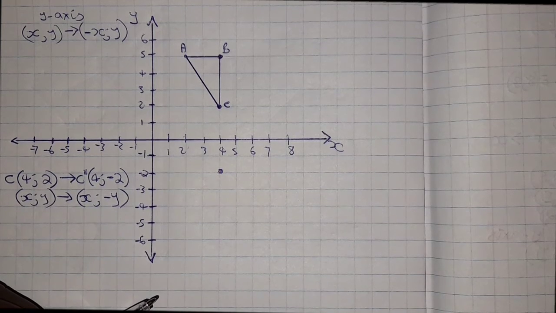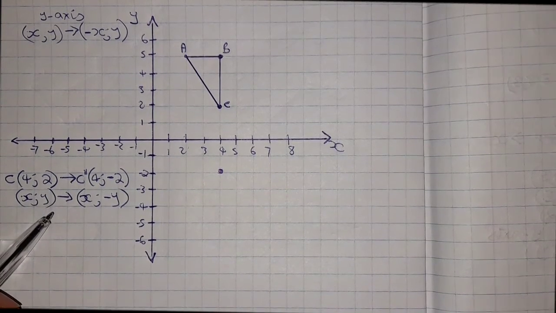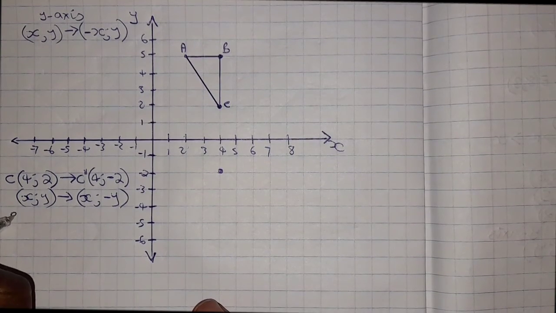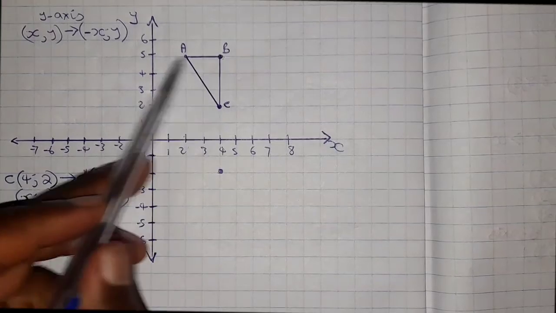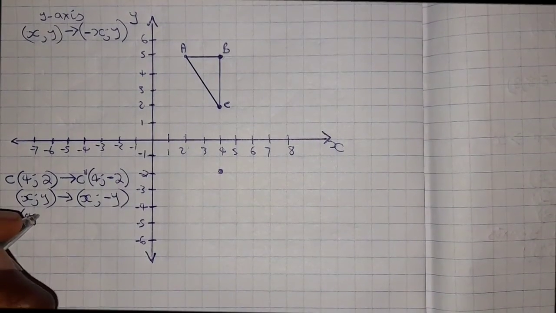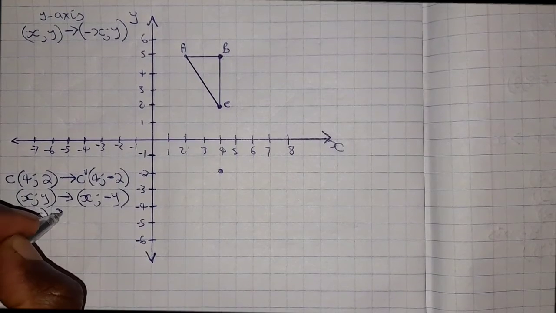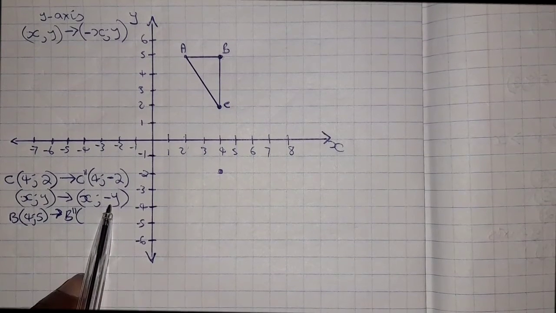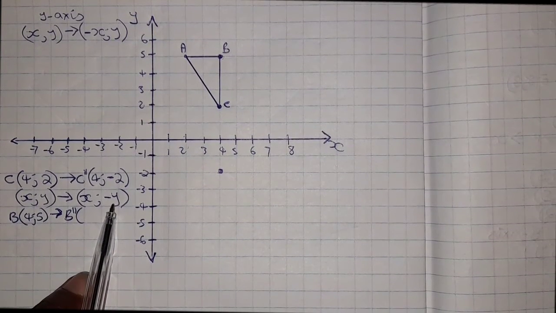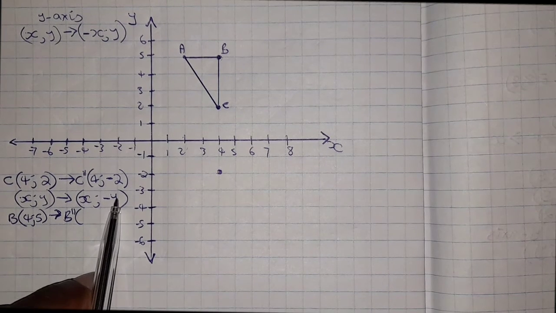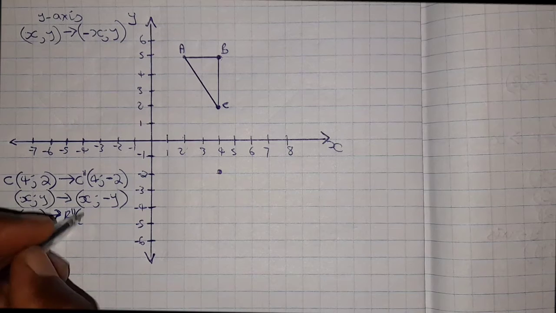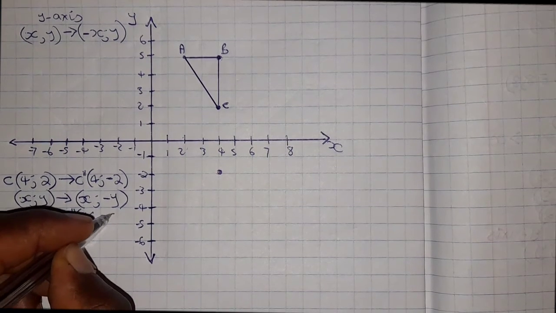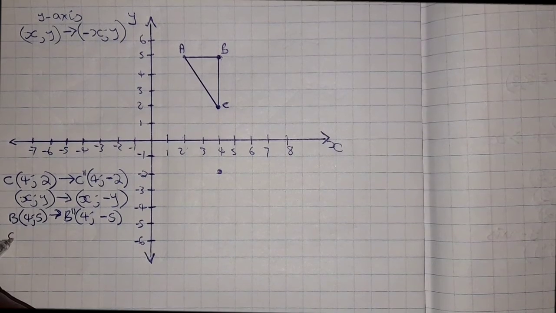Okay, I hope you managed to do it. Now let's come up with the coordinates. Our B is (4, 5), mapped onto the second image of B with coordinates. Remember, we said the y changes sign. If it was negative, it becomes positive. If it was positive, it becomes negative. So it's 5, it becomes negative 5. The x remains the same, so it's (4, -5).